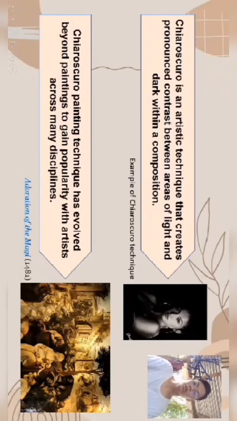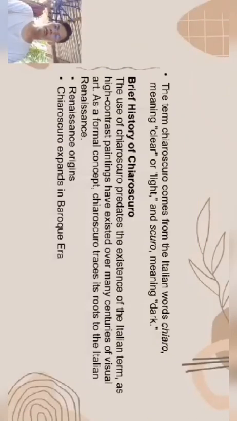Thereafter, chiaroscuro became a primary technique for many painters, and by the late 17th century, the term was routinely used to describe any painting, drawing, or print that depended for its effect on an extensive gradation of light and darkness. The term chiaroscuro comes from the Italian words chiaro, meaning clear or light, and scuro, meaning dark.